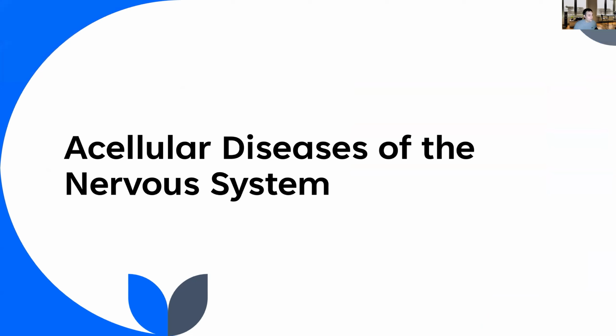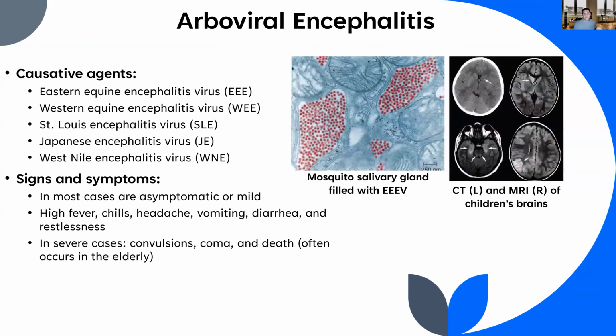Okay, so now we're going to move on to acellular diseases of the nervous system. So we'll talk about viruses. We'll also talk about prions in a little bit in this section. So the first thing we'll talk about are collectively referred to as arboviral encephalitises. So you'll see these here. There are 5 that I'm listing. The Eastern equine encephalitis virus, also known as triple E.